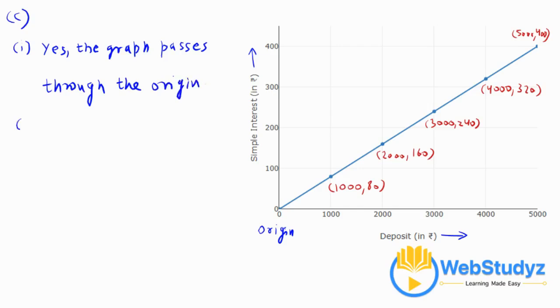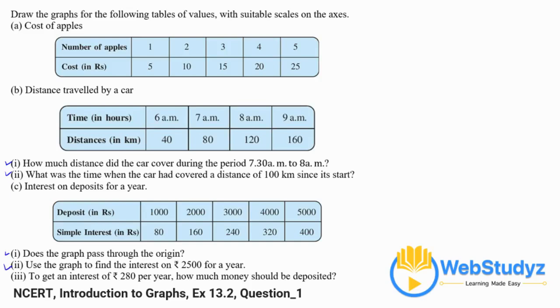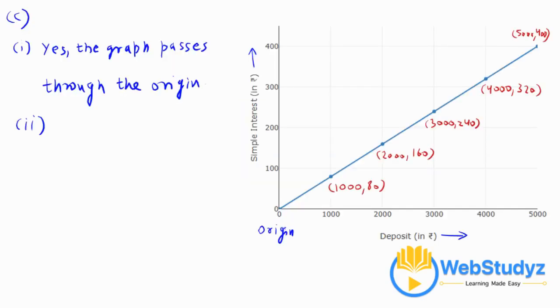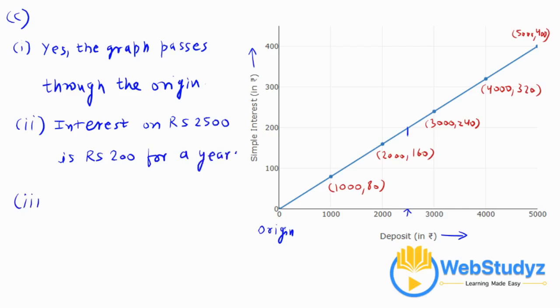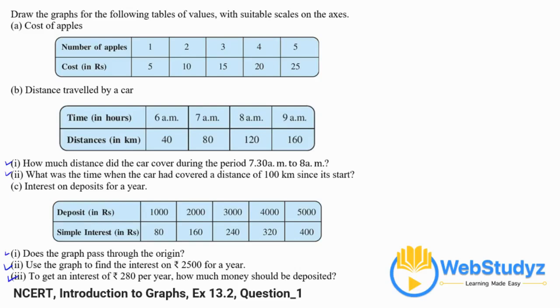Move on to the second part, which is use the graph to find the interest on 2500 rupees for a year. So for 2500 rupees, which is here, the simple interest will be 200. So we can write that interest on a deposit of rupees 2500 is rupees 200 for a year.